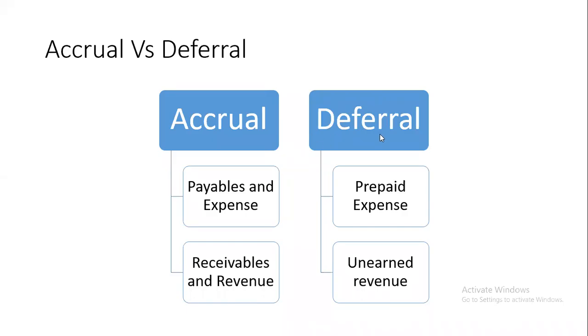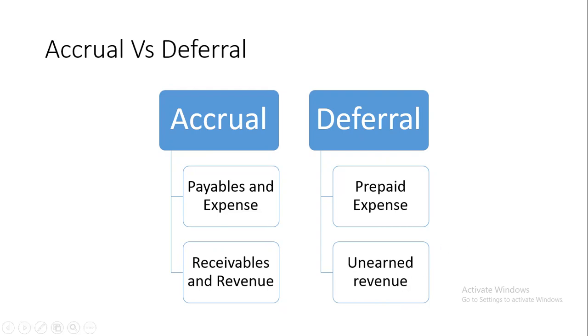So now the second type in deferral is unearned revenue. In this case, what is happening is that you have not provided the service or the product to the customer, but the customer has paid you the amount in advance. Because you have not provided the good or the service and have collected the money in advance, this amount of money is a liability on you until you provide the service or the product in return. Till that time, this revenue is unearned for you and it is a liability for you.